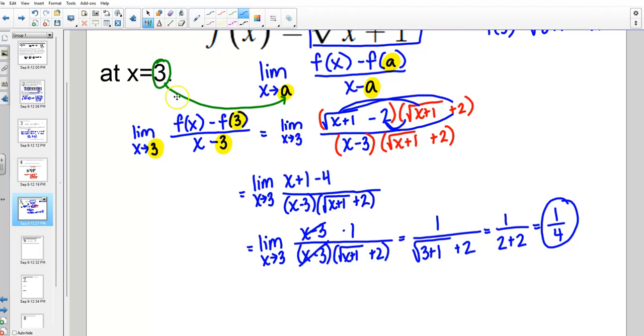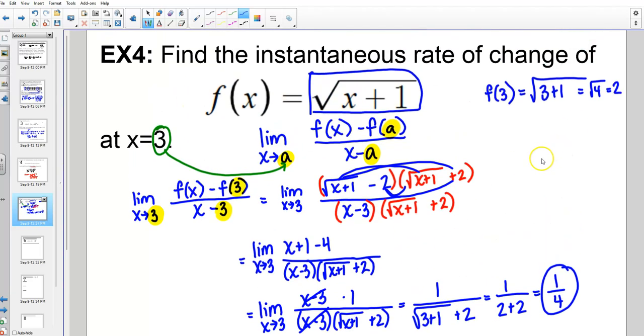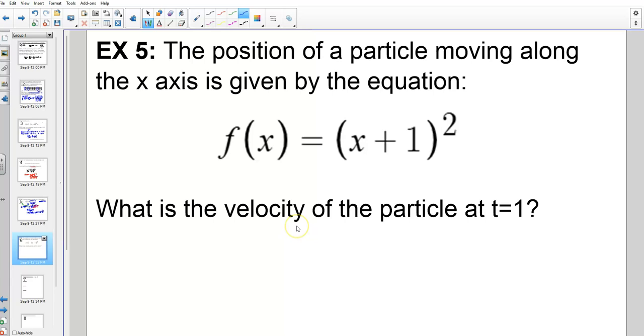Okay, so right now, this limit definition of a derivative at a point, that's all we've got whenever it comes to finding instantaneous rate of change or a derivative or slope of a tangent line. That's all we've got, and we've got to do it this way here. So let's look at another one.